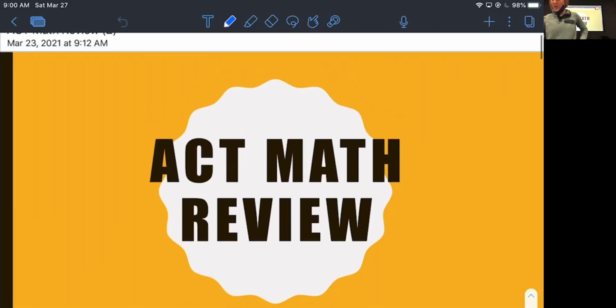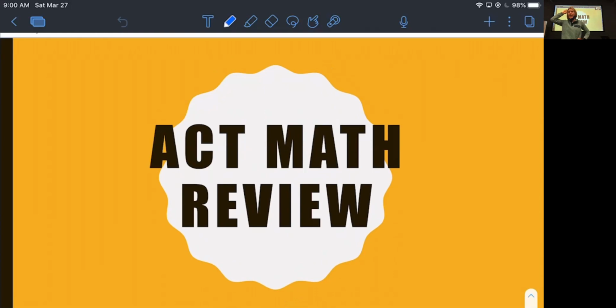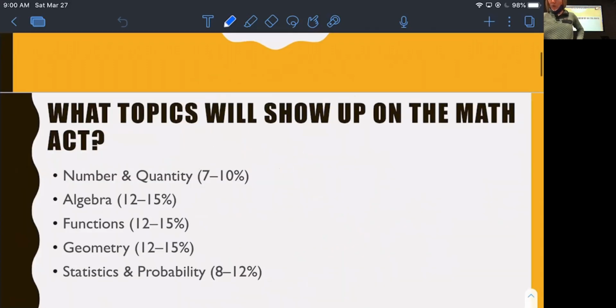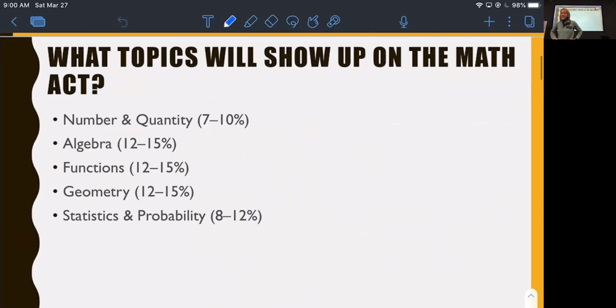So again, these are the notes that we'll be working from today, and then we'll work on some practice problems from one of the ACT released tests. So the breakdown of the ACT, what shows up on the math ACT.